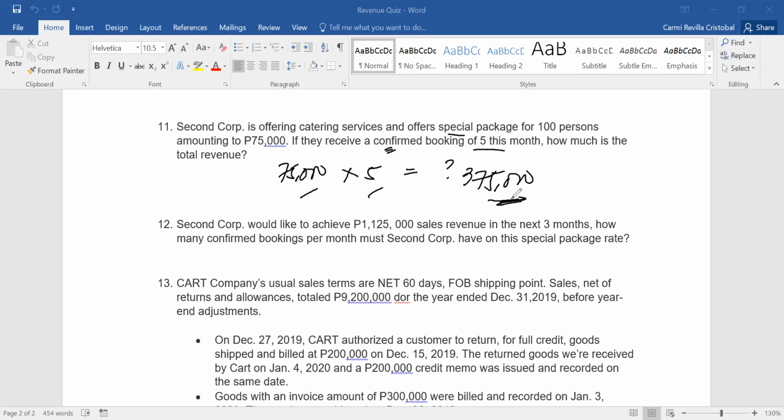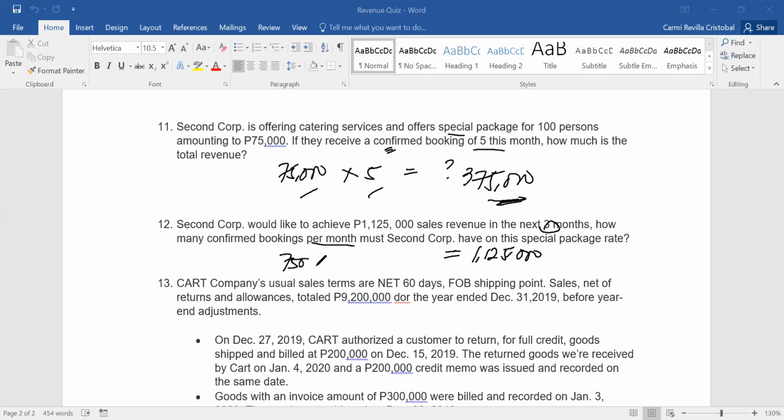Okay, number 12 naman. So, si Second Corporation, gusto naman niyang ma-achieve is 1.125. Okay, parang yung kanina lang. Yan naman ang gusto niya ma-achieve na sales revenue for the next 3 months. How many confirmed bookings per month must Second Corporation have on this special package rate?